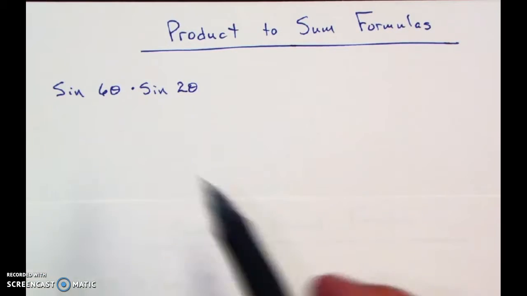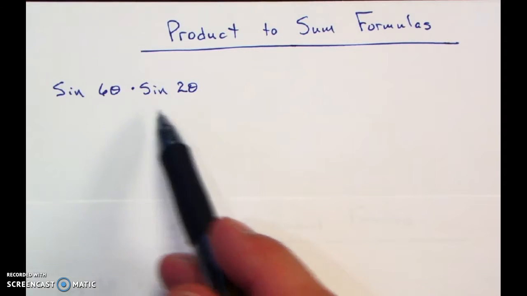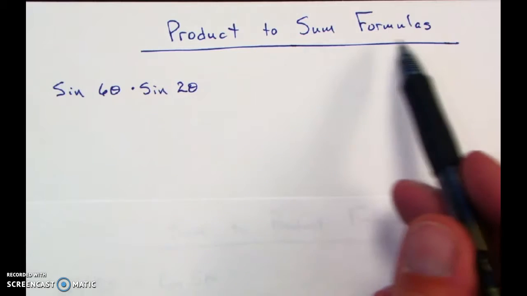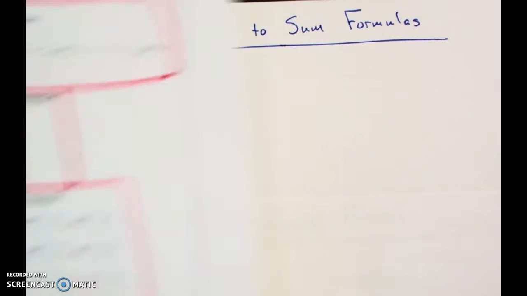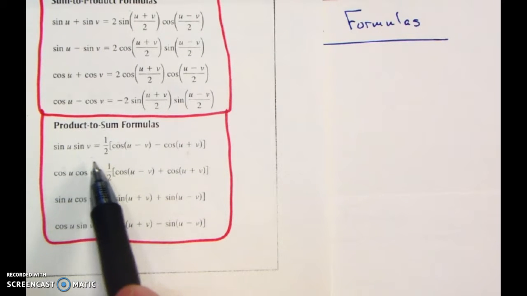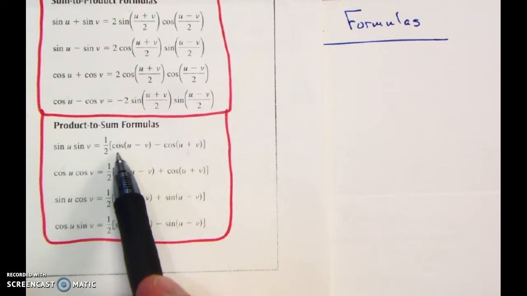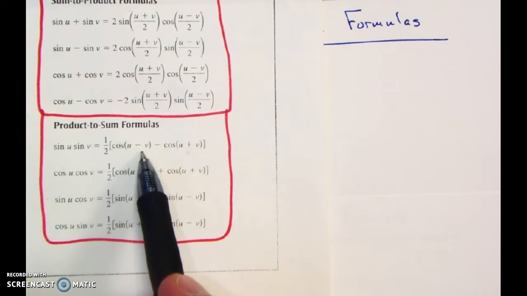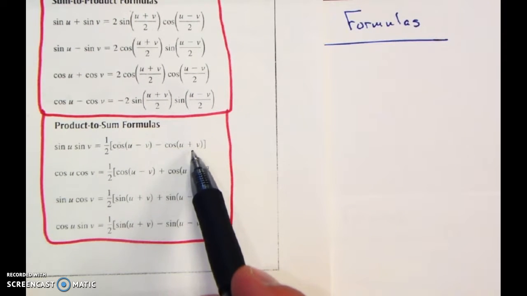So, for example, here we have sine of 6 theta times the sine of 2 theta. So to rewrite this product as a sum, because it's sine times sine, we have our formula here for sine times sine. And so it's going to be equal to 1/2 times the cosine of, and we subtract the two angles that we have, minus cosine, and then we add the two angles.